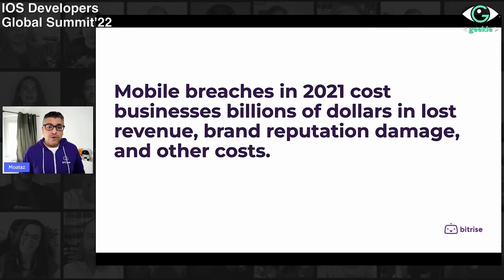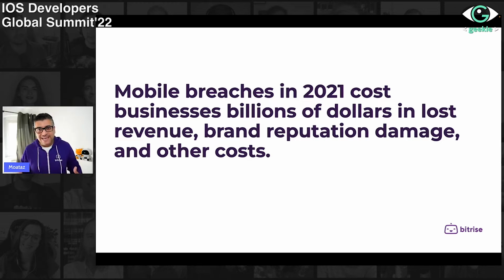And in 2021, mobile breaches cost businesses and different companies billions of dollars in lost revenue, brand reputation damage, and other costs. And as we know, recently we heard about the security issue with the Uber mobile application, and we saw many social posts about this issue, like please remove your credit cards from the application, or please take care, maybe you can change your password, and so on.